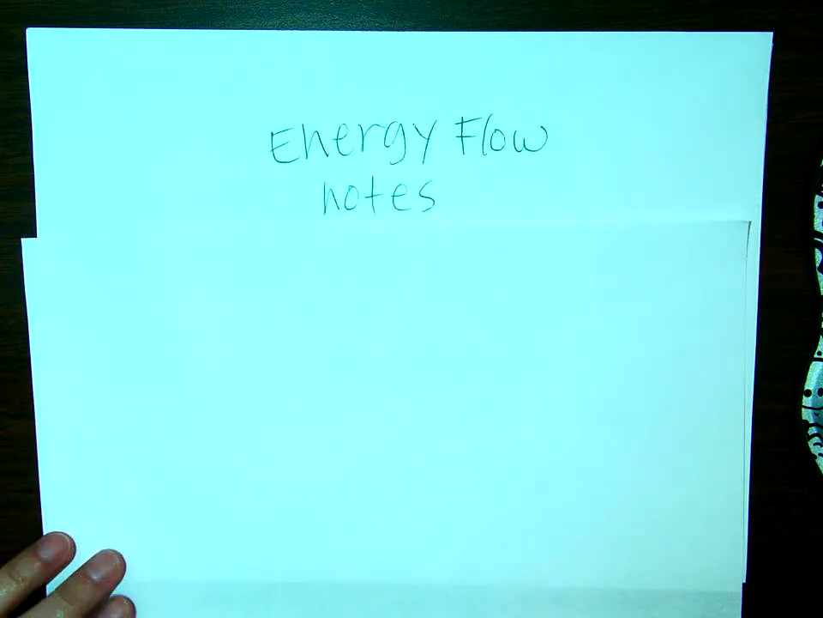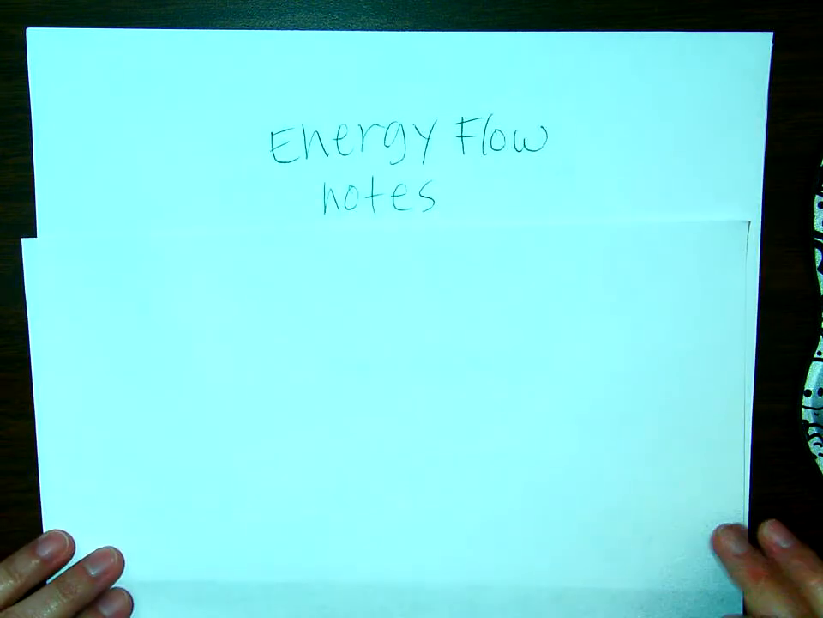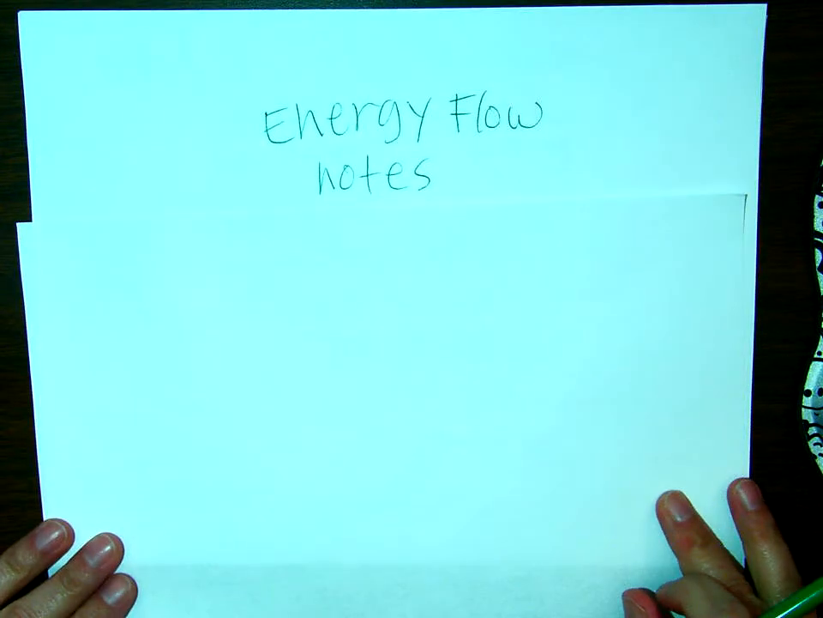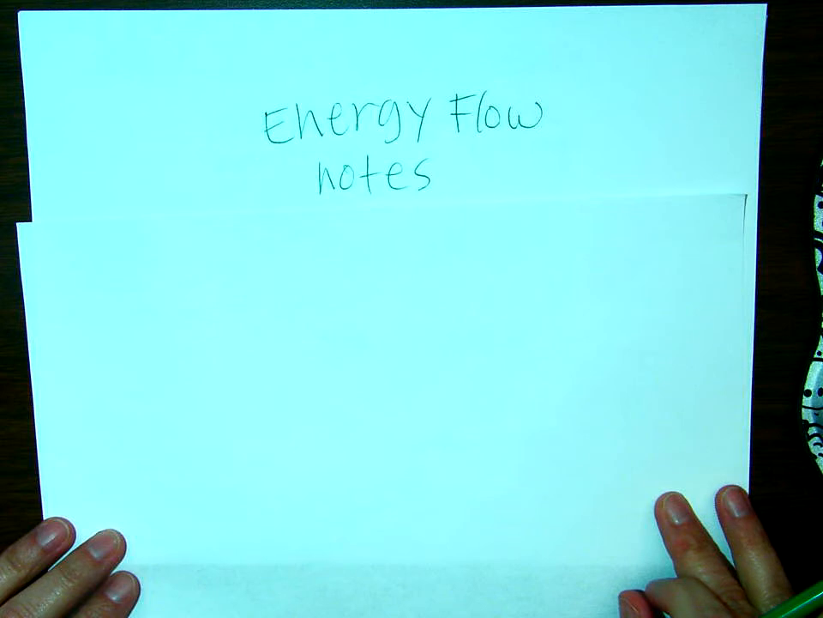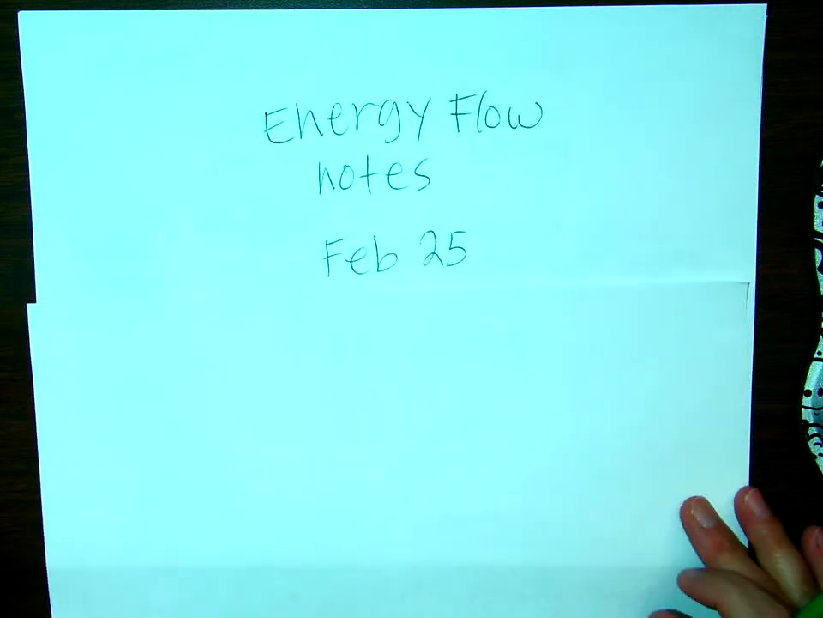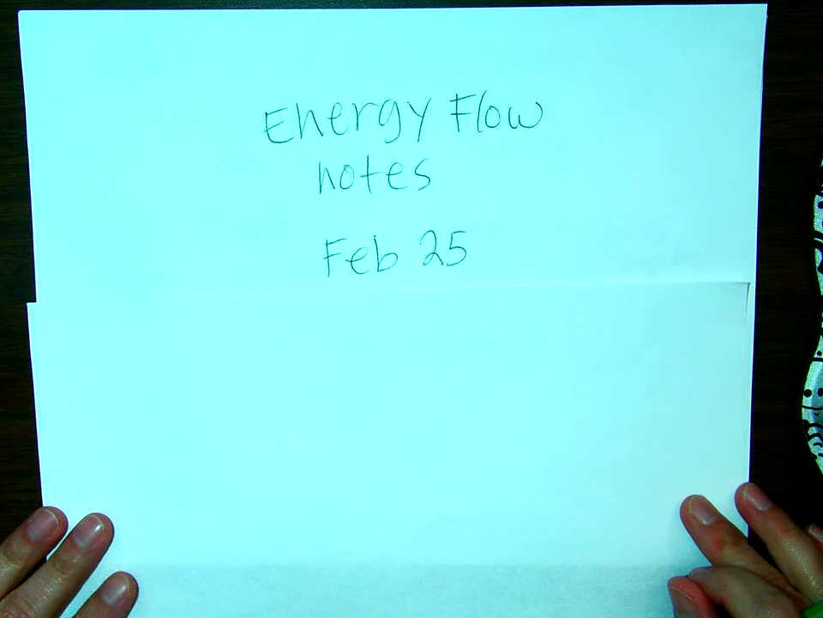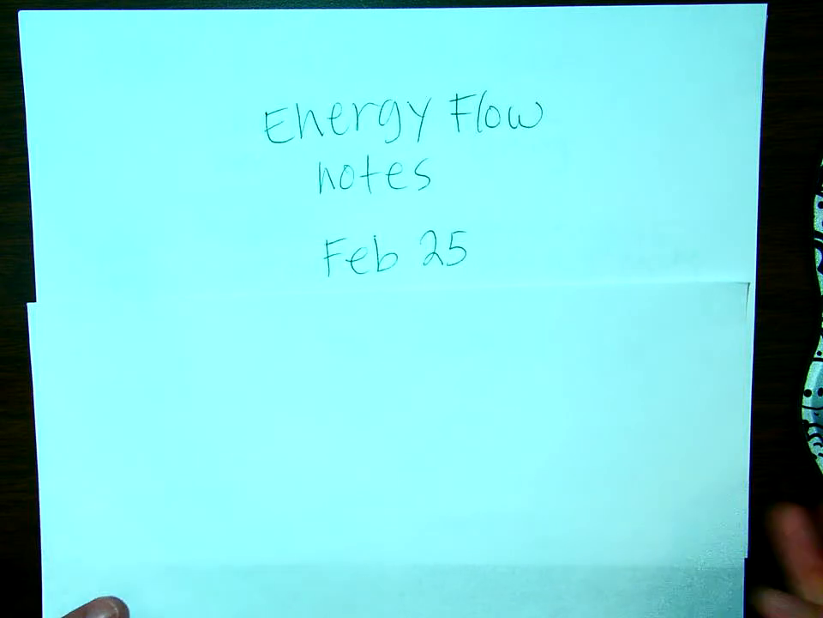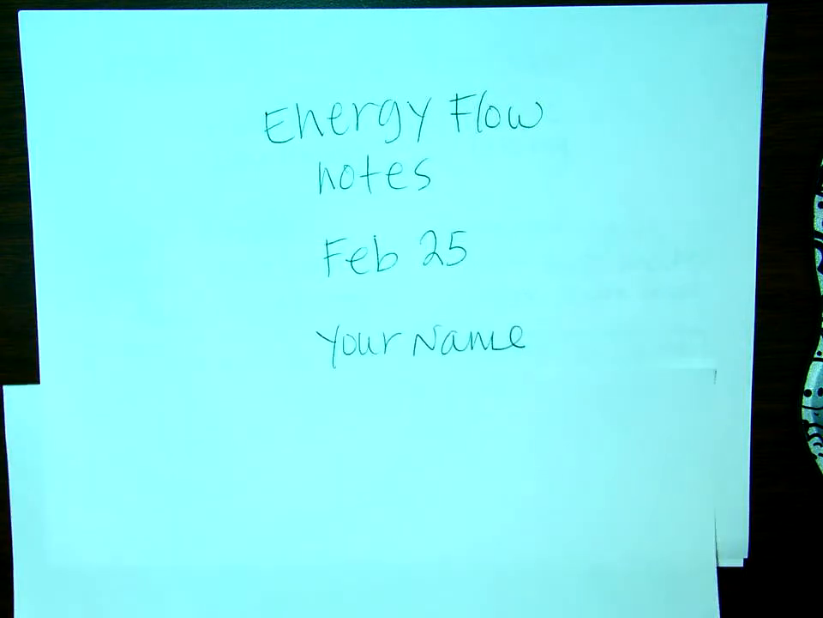Okay, you're going to need a clean sheet of paper. I want you to title your paper, Energy Flow Notes. This will include the energy pyramid, which will come towards the end. I want you to date it February 25th. These are in the instructions on the assignment. And then I want you to write your name on your notes.